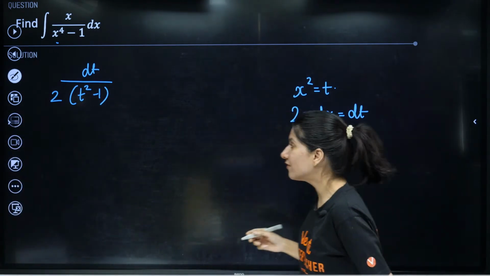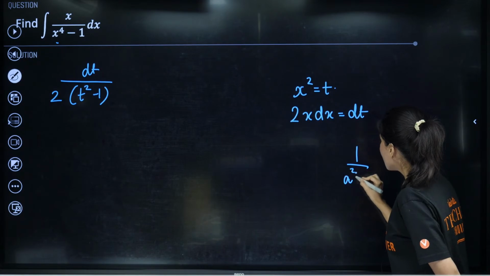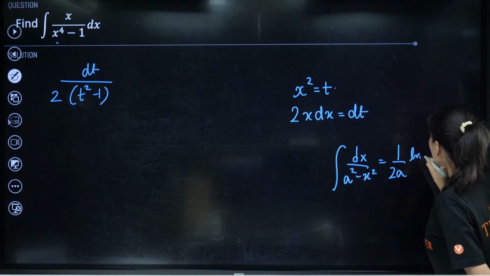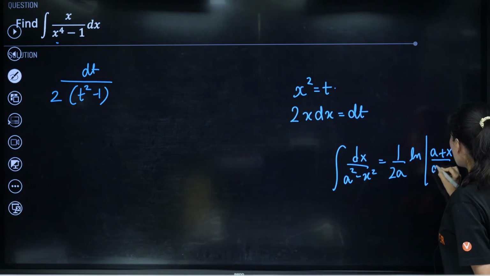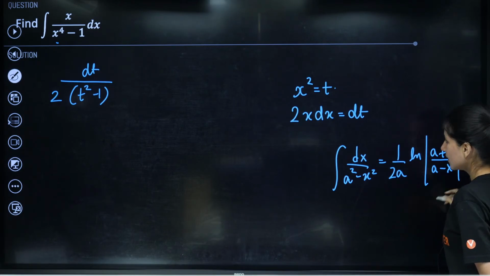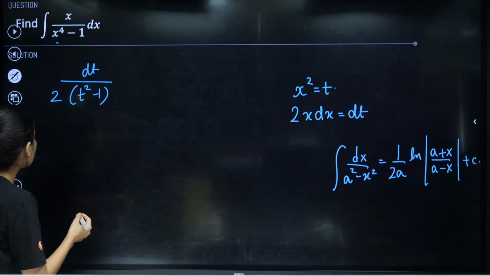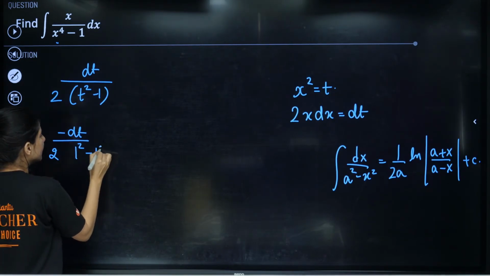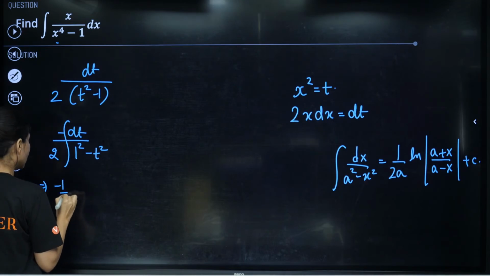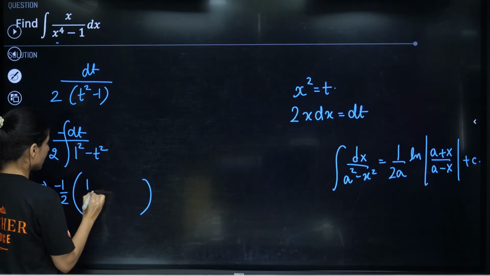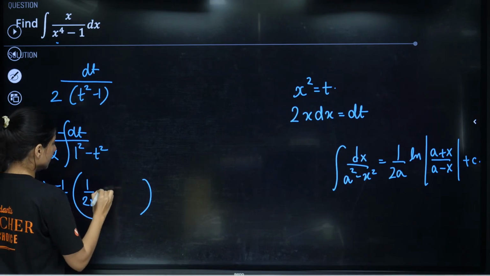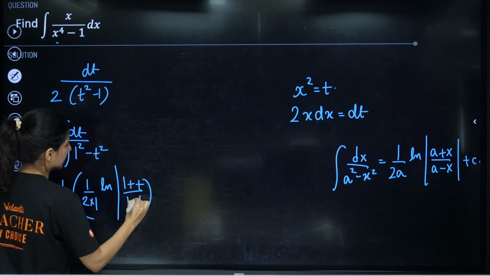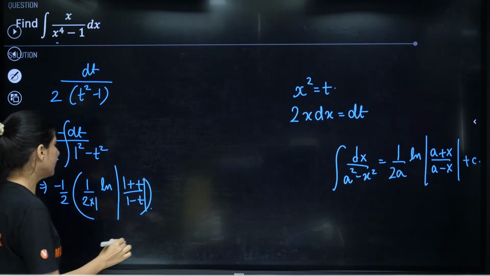Remember I told you that formula. Integration of 1 upon a square minus x square dx. Tell me. 1 upon 2a log of mod of a plus x upon a minus x plus constant. Okay, so here t square minus 1. So what I can do is take minus sign common. 2 is already outside. This is 1 square minus t square. Now minus 1 by 2 is outside, and this is going to be 1 upon 2 into 1 log of mod of 1 plus t upon 1 minus t plus constant.